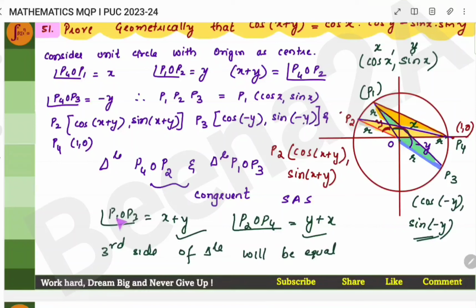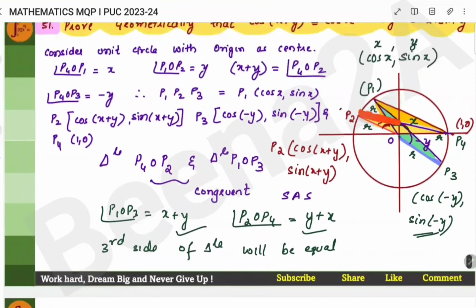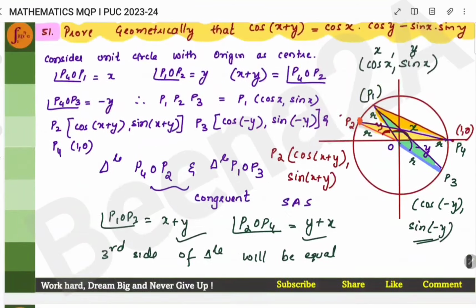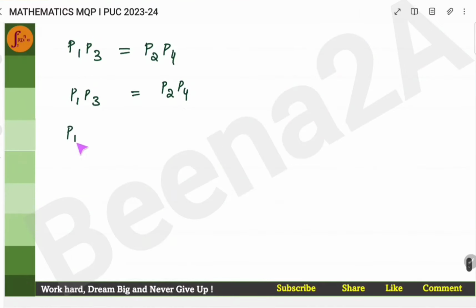Now what is the third side for P1 O P3? The third side is P1 P3. P1 P3 should be equal to the third side of this yellow shaded triangle P2 O P4, which is P2 P4. Now these two sides should be equal. Now using the distance formula, we'll find the length of P1 P3, find the length of P2 P4, and see if they are equal.